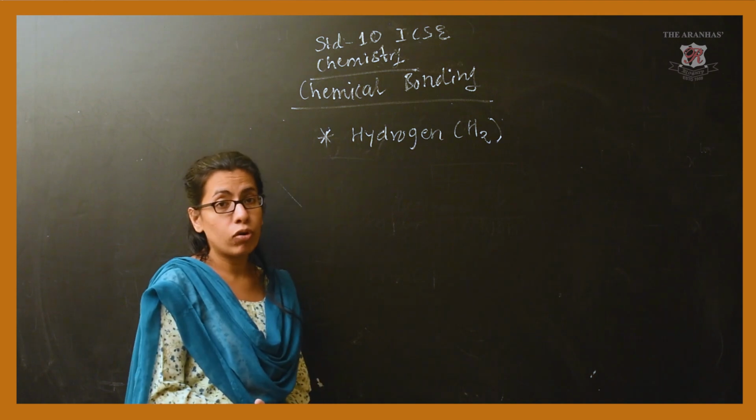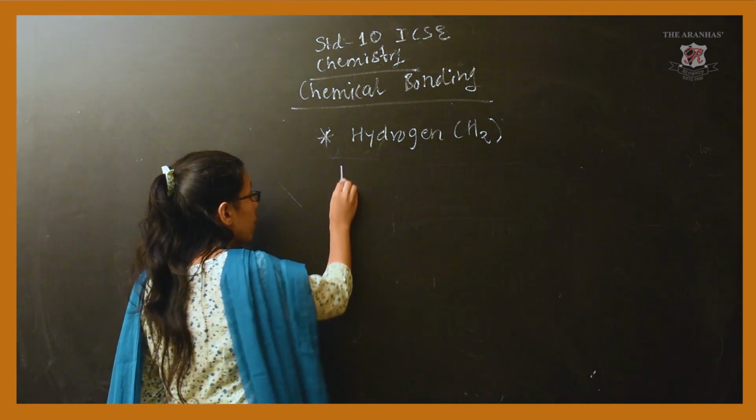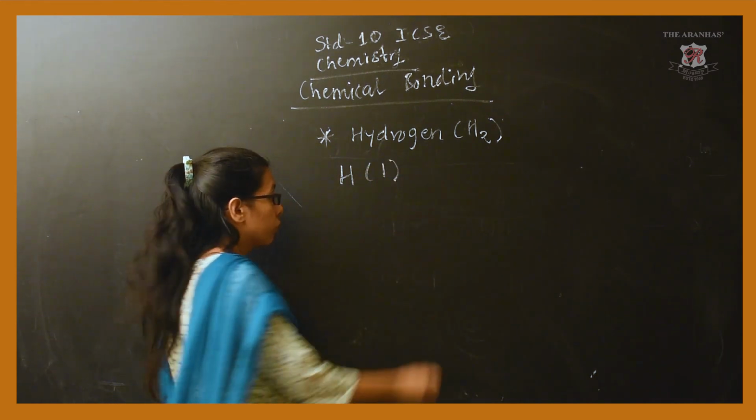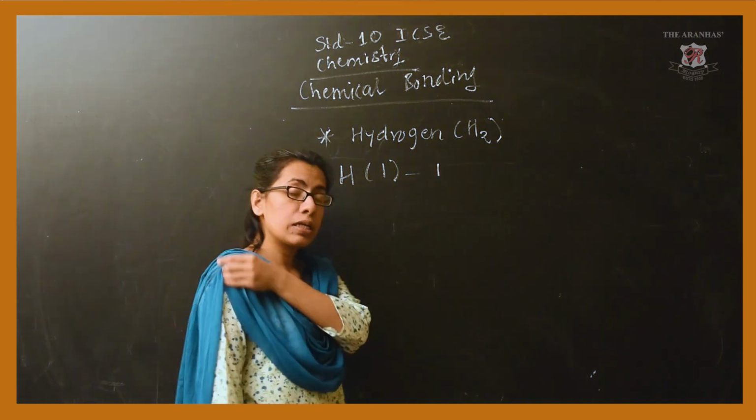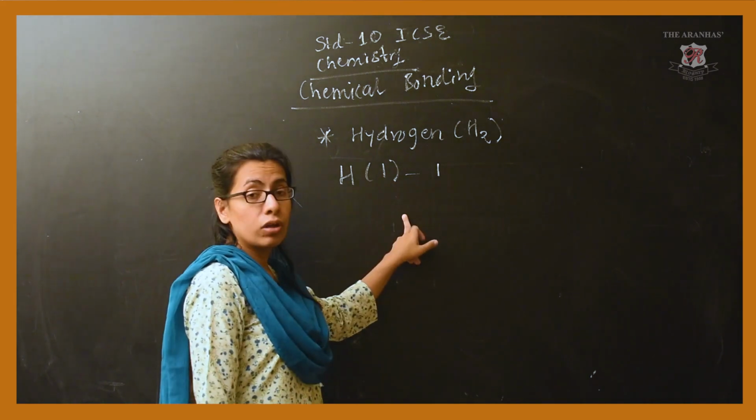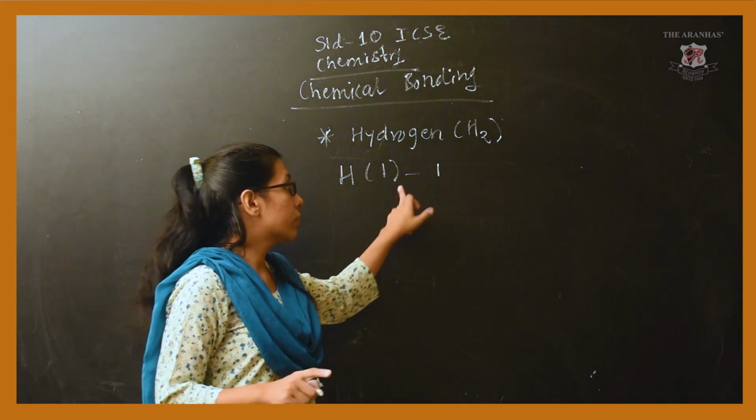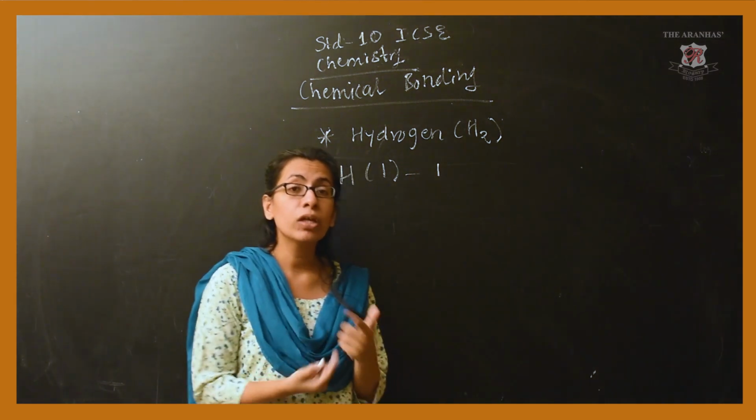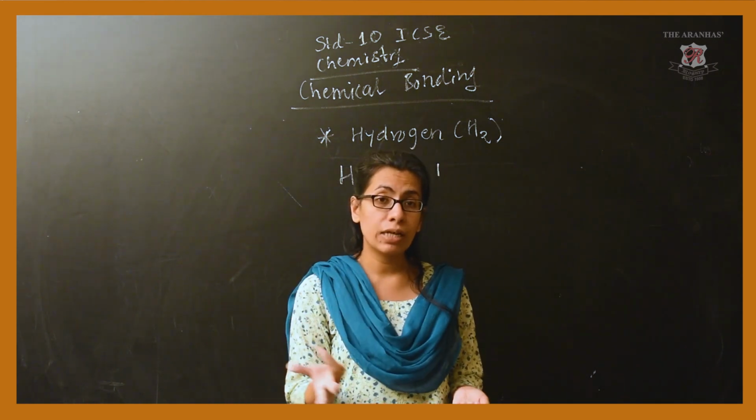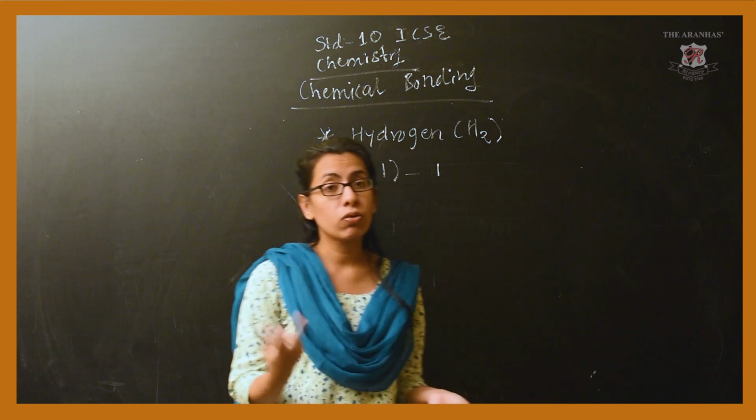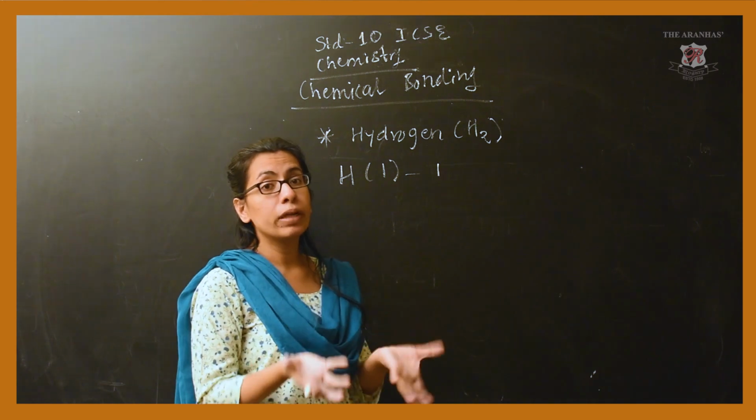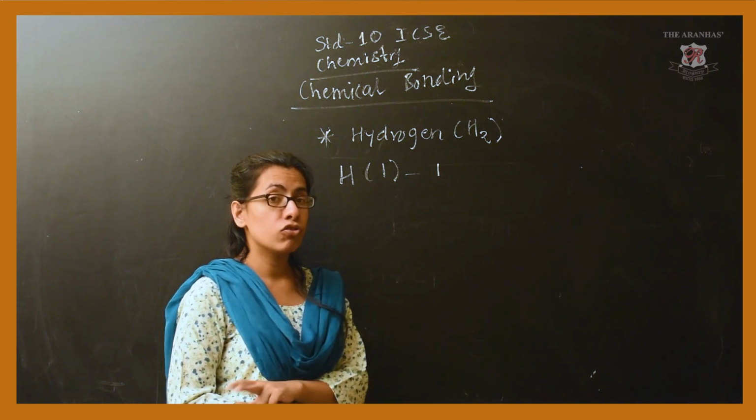So let us first start with the hydrogen atom. Hydrogen atom's atomic number is 1, so its configuration is naturally 1. Every atom, as I say, has a tendency to achieve the stable electronic configuration. So this hydrogen, as its number of electrons is 1, tries to achieve the stable configuration by achieving a duplet. That means it will try to achieve the configuration of the nearest noble gas, which is helium. Helium has 2 electrons in the valence shell, which is a duplet. So hydrogen always tries to gain that duplet configuration, that is, 2 electrons in the valence shell.